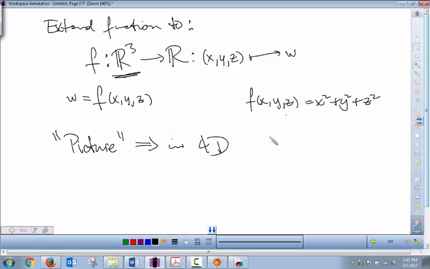So the picture of this would be in four dimensions, and unless you're in an altered state of mind, I don't think you can picture this.